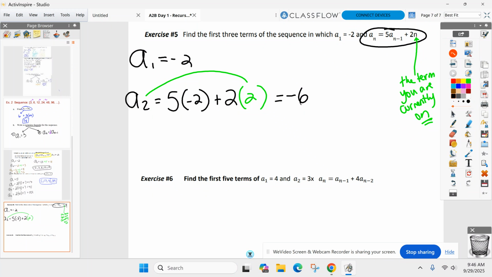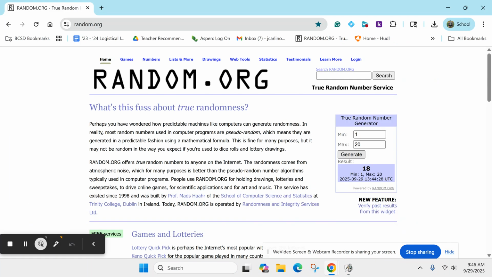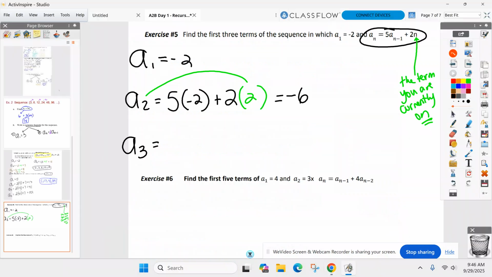All right. Who's going to do the third term with me? And I'll help you. Candace, over to you. Okay, here we go. Third term. I'm going to read 5 times -6. Okay, good. Plus 2 times 3. Perfect. We're on the third term.